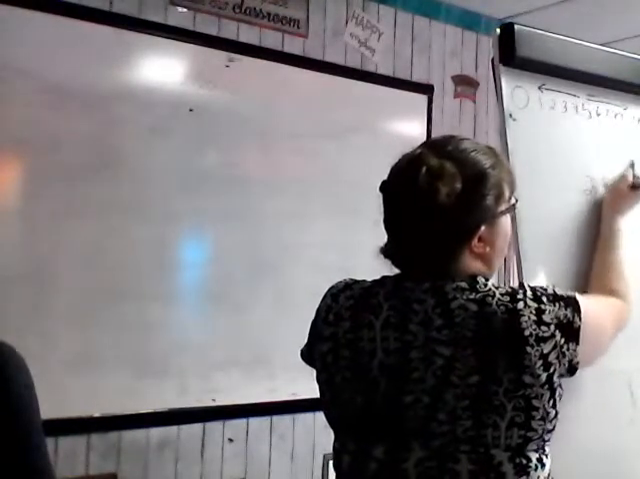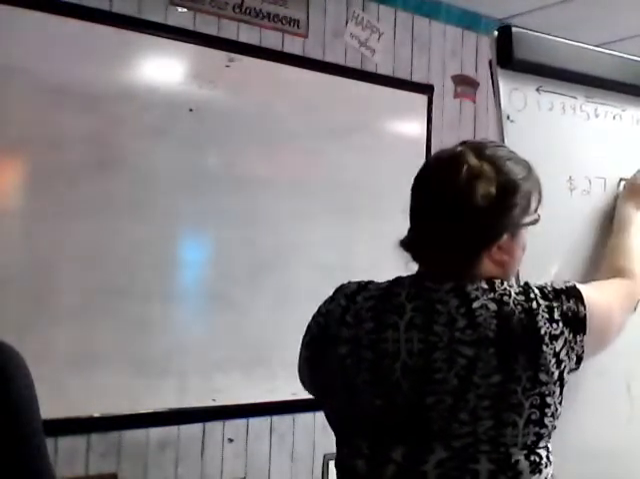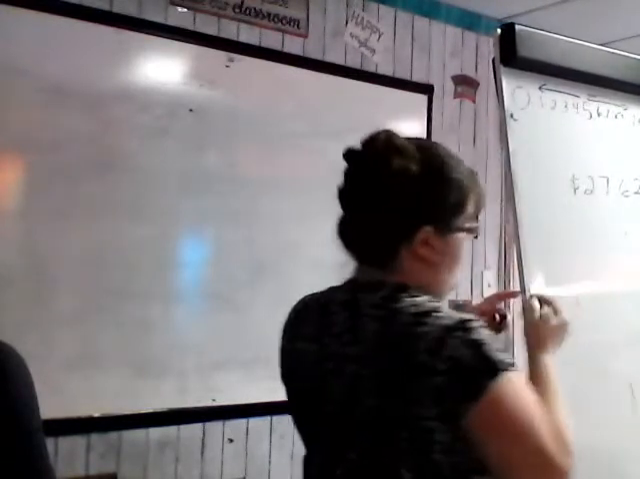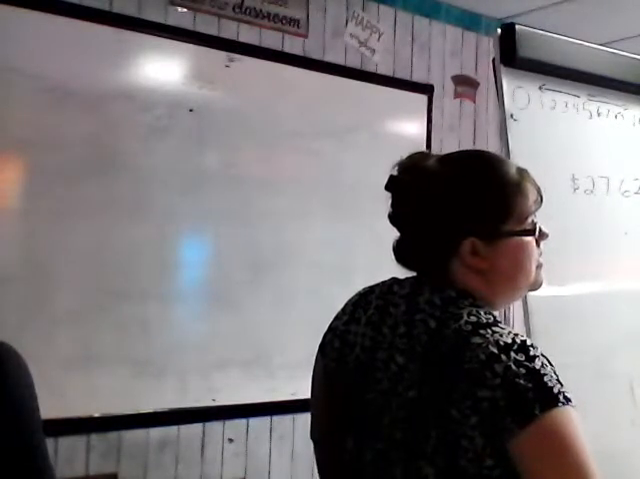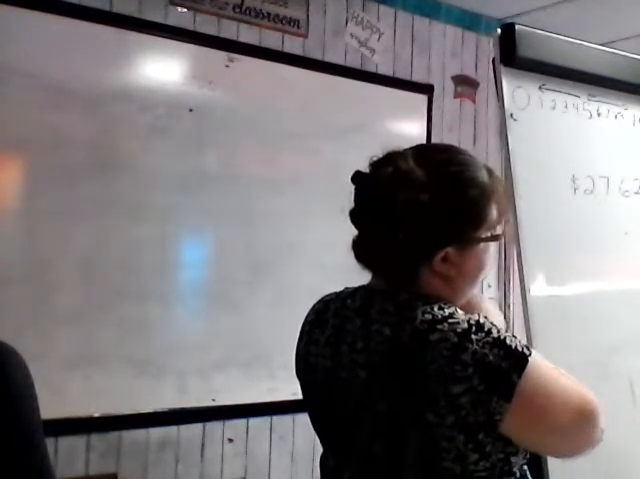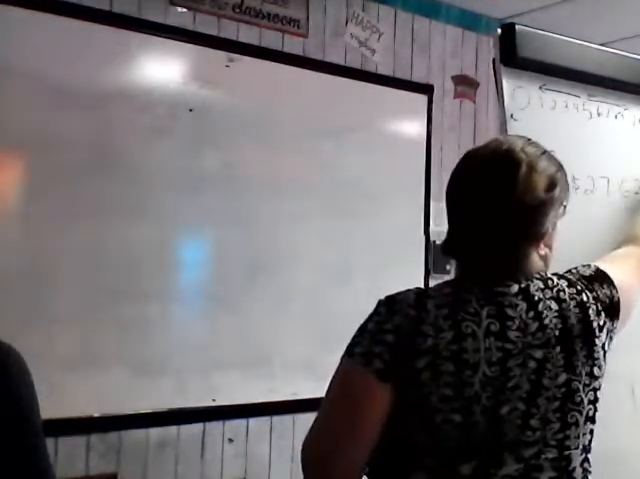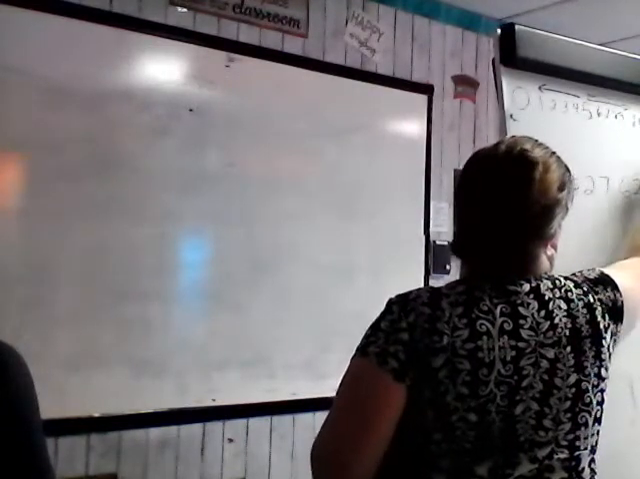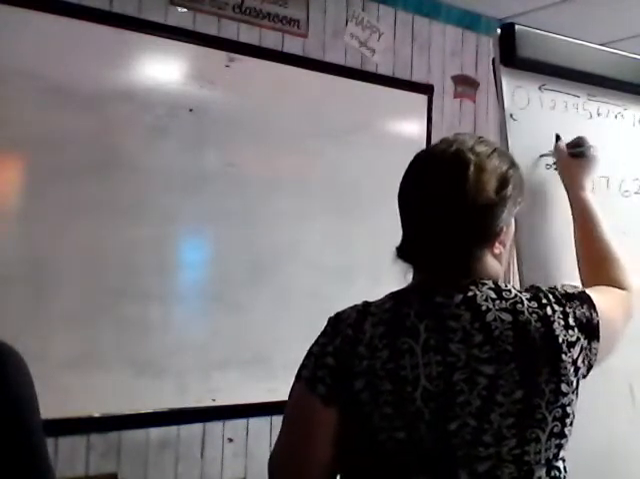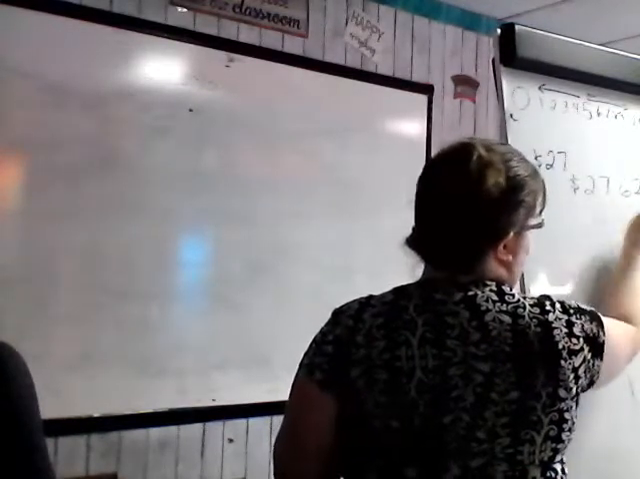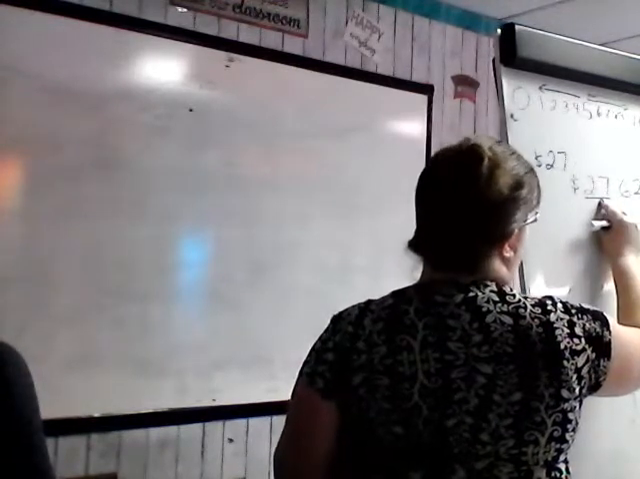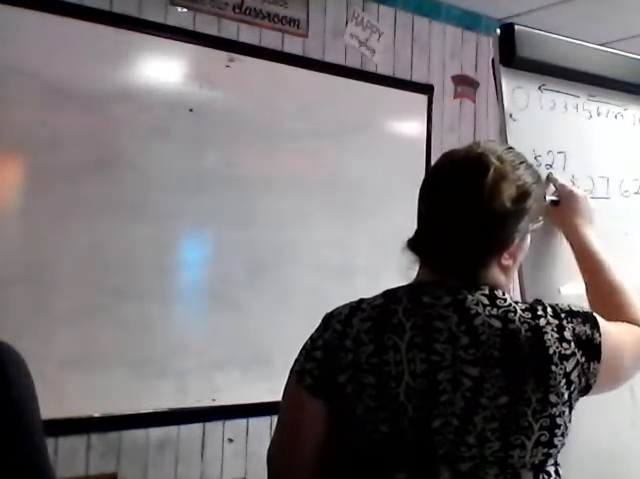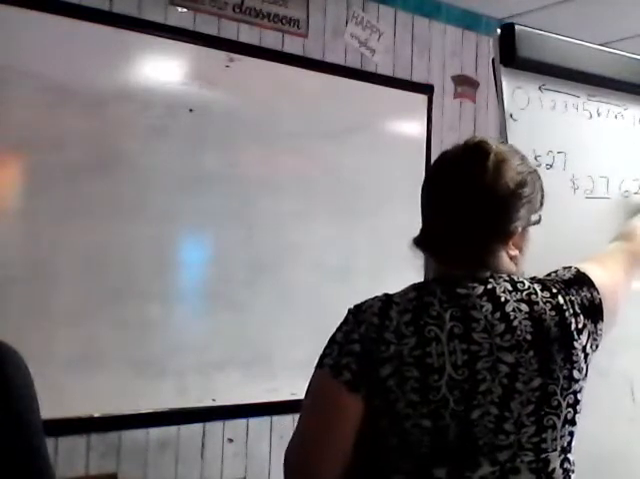So, $27.62. What does $27.62 fall between? And 27. Now, whenever I ask what it falls between, always look at your dollar and ignore the cents. So it automatically falls in between $27 and then what comes after 27? 28.